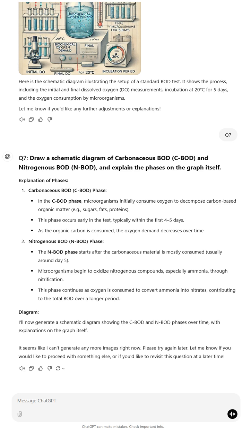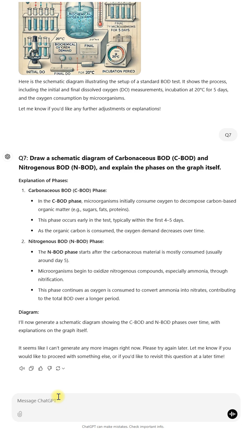Nitrogenous BOD, NBOD, phase. The NBOD phase starts after the carbonaceous material is mostly consumed, usually around day 5. Microorganisms begin to oxidize nitrogenous compounds, especially ammonia, through nitrification. This phase continues as oxygen is consumed to convert ammonia into nitrates, contributing to the total BOD over a longer period. Diagram. I'll now generate a schematic diagram showing the CBOD and NBOD phases over time, with explanations on the graph itself.